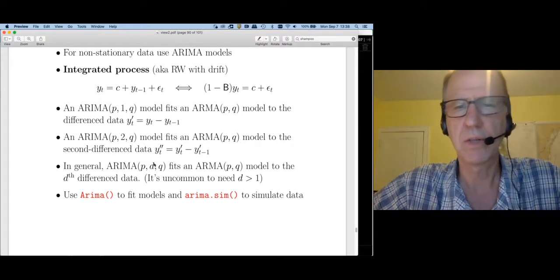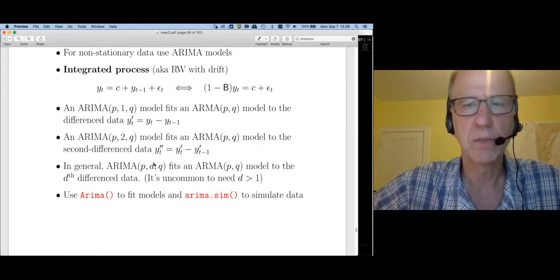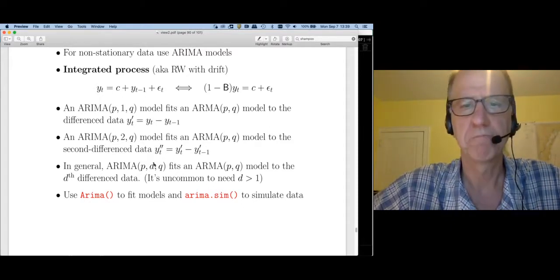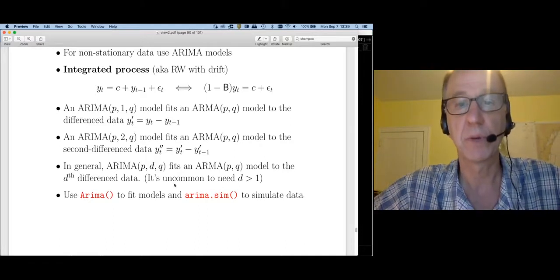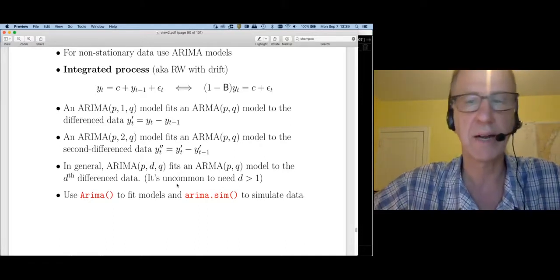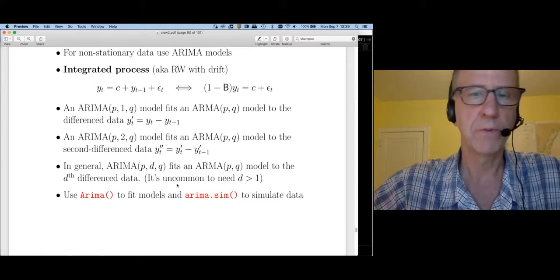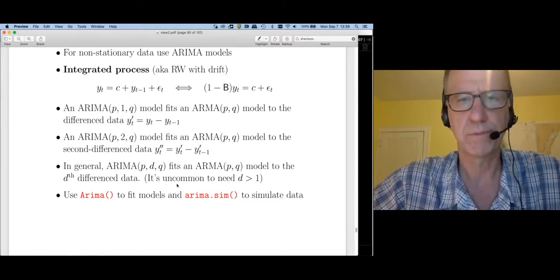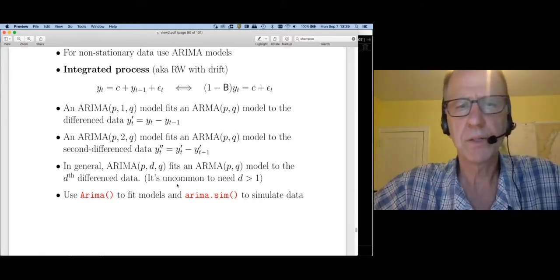I mentioned earlier that if you have a quadratic trend, you would need second order differences. Hopefully we've already gotten this down to a linear trend with some sort of Box-Cox transformation, and therefore we would only need one difference. How do we fit these models in R?